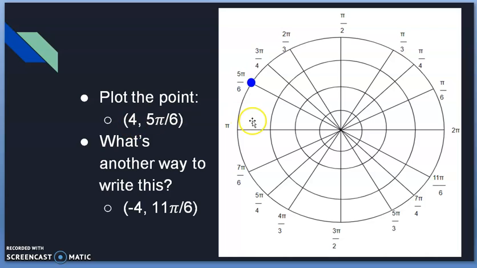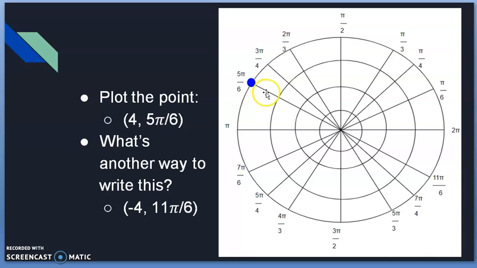Let's get into a different angle. We have (4, 5π/6). So we're going to go over 1, 2, 3, 4, and turn to get here to 5π/6. However, there is another way to write this point, and we can do this by using a negative value for r. Another way to write this is (-4, 11π/6).